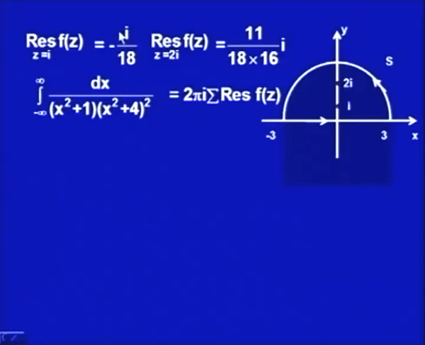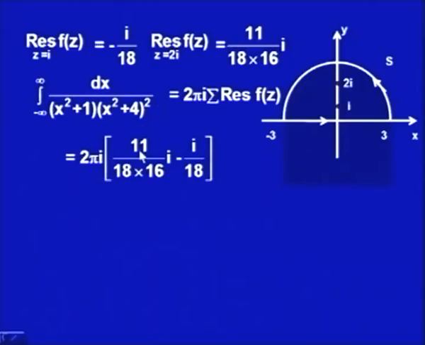So, we just add up these two residues multiplied with 2 pi I. So, 2 pi I, and in the numerator we would actually get I square, that is minus 1. So, that is also taken outside. 2 pi I, 11 upon 18 into 16I minus I upon 18. Take I upon 18 common, and we would get 11 by 16 minus 1, that is minus 5 by 16, and thus we would get 2 pi I, then I square is minus 1, minus 5 upon 16 was there, and 11 by 18 was here.